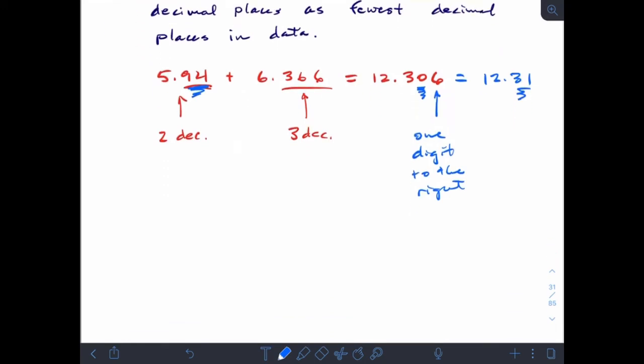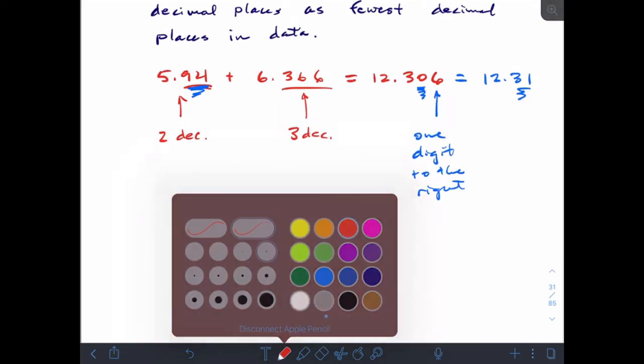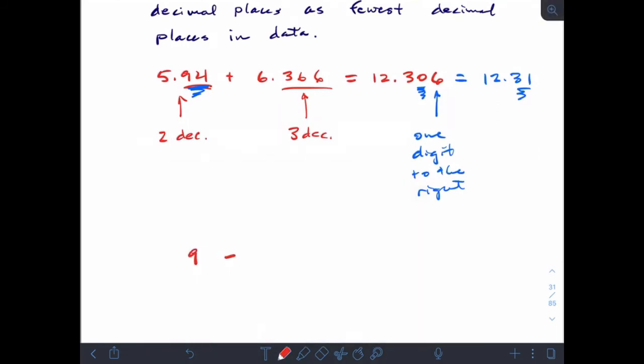All right, let's look at another example. So 9 minus 4.453. Right? 0 decimal places for that number, 3 decimal places for this number. When I punch that into the calculator, the number that I get is 4.547. Okay, so my final answer has to have the same number of decimal places.